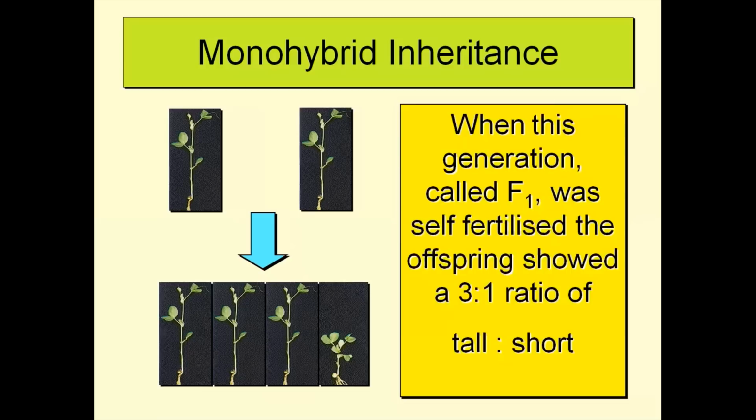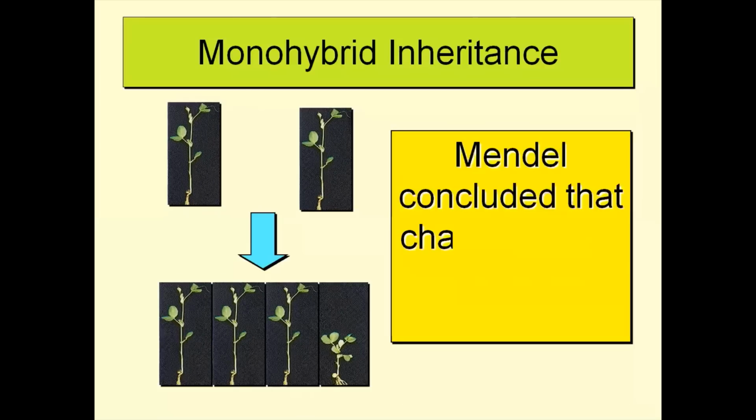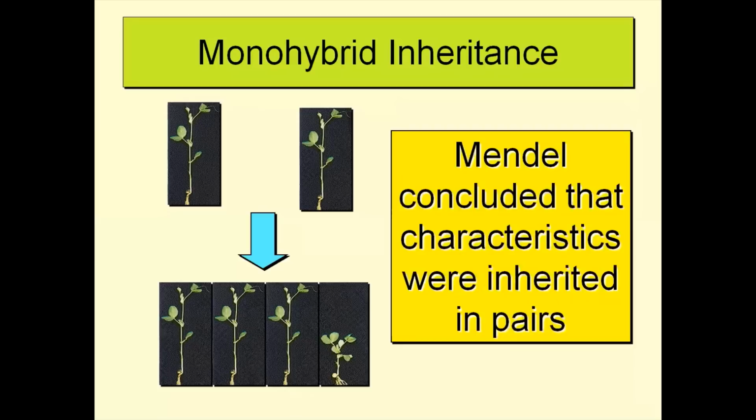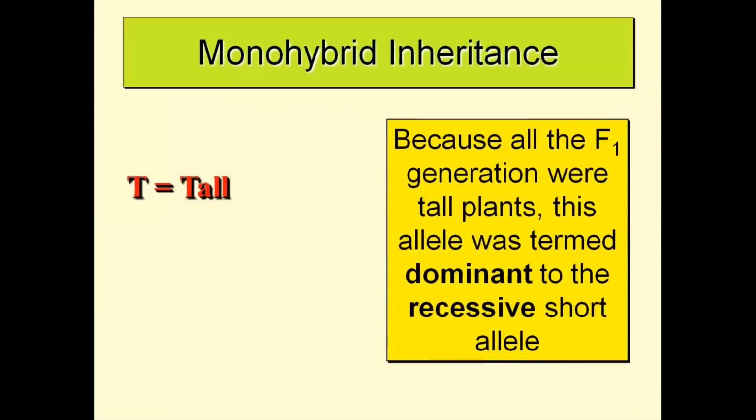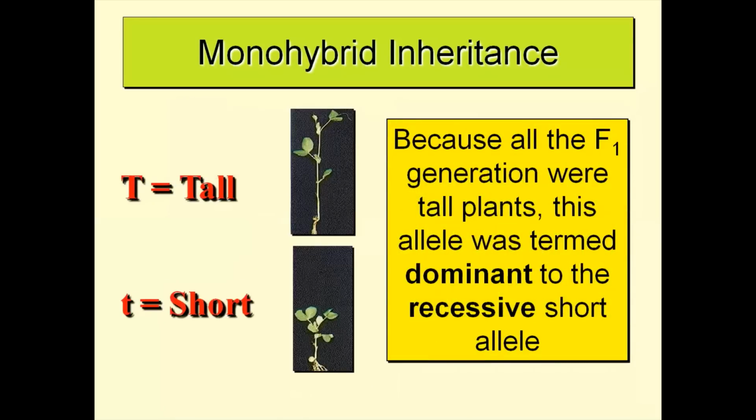When this generation called F1 was self-fertilized, the offspring showed a 3:1 ratio of tall to short. Mendel concluded that characteristics were inherited in pairs. Thus, two copies of a trait are inherited, and these may be identical or different. Because all the F1 generation were tall plants, this allele was termed dominant to the recessive short allele.